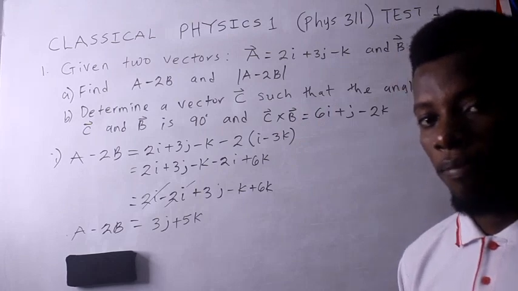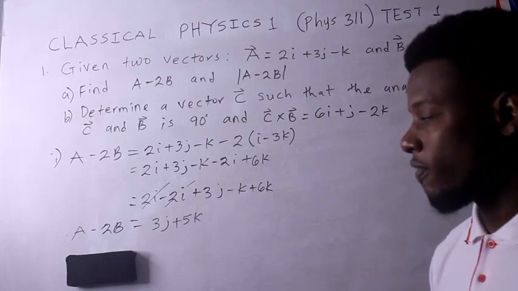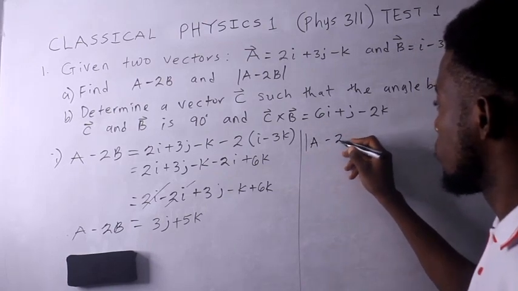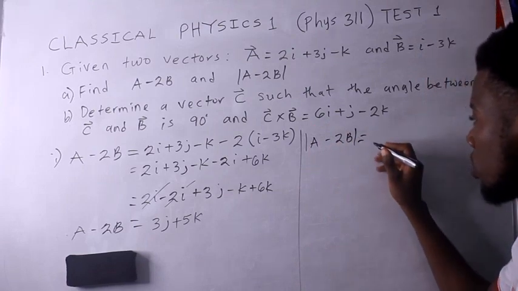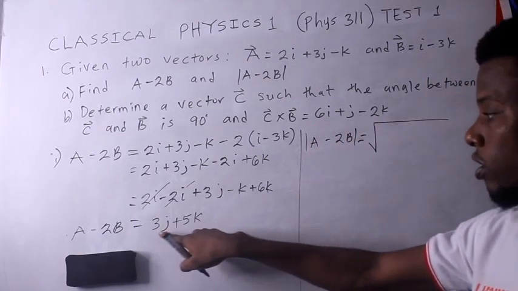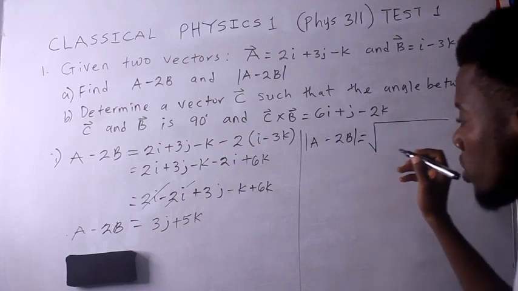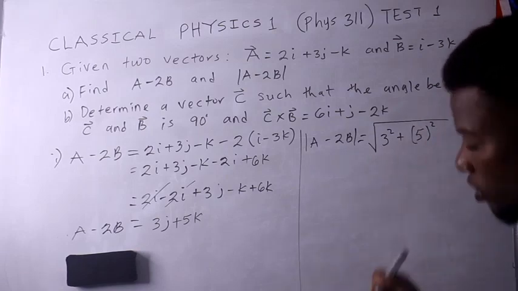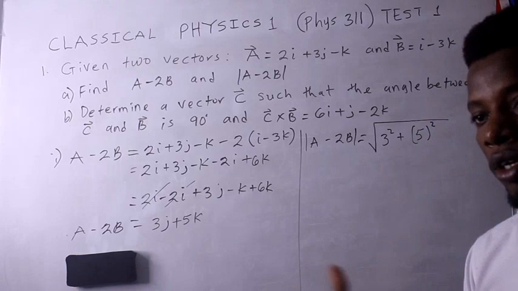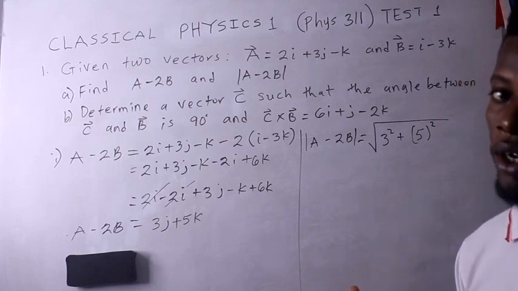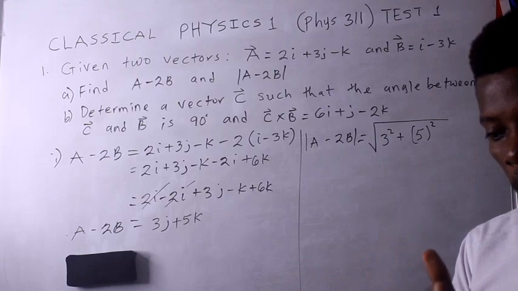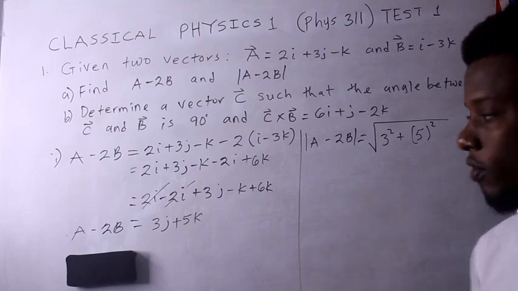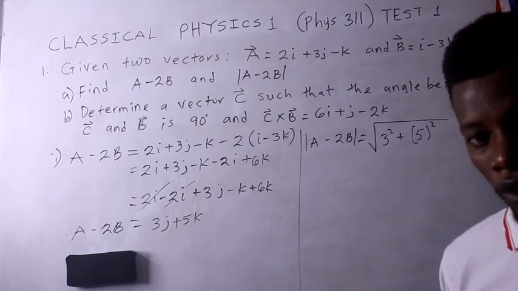Let's go ahead and find the magnitude of 3j plus 5k as a vector. So, the magnitude of A minus 2B is always the square root of the first term. Since there is no r term, it's 0 squared. So it's just 3 squared plus 5 squared. So you take the coefficient of r, j, and k, square the result, and find the square root. The sum of the squares of the coefficients of r, j, and k, and then the square root of the value is the magnitude of whatever vector you want to find.